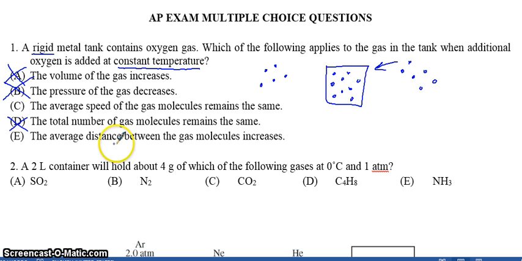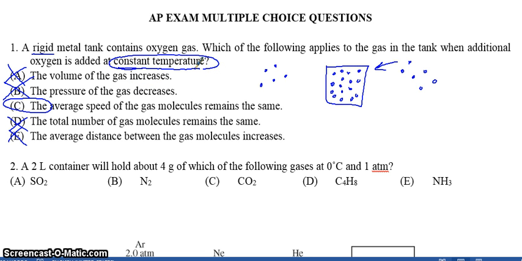It says the average distance between the gas molecules increases. This is also incorrect because the average distance between gas molecules will decrease as you add more and more molecules. So this again is the opposite. The correct answer is the average speed of the molecules remains the same. That's true. Now the reason the speed of the molecules remains the same is because it happens at constant temperature.